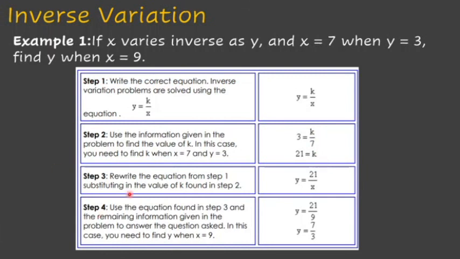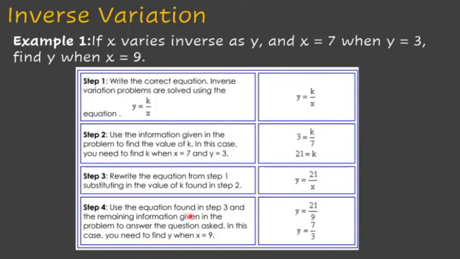Then afterwards, we are going to rewrite the equation from step 1, substituting in the value of k found in step 2. So, yung value ng k natin ay 21. So, y is equal to 21 over x. Nilagay lang natin yung original na formula which is y is equal to k over x. Pinalitan lang natin si k ng 21.